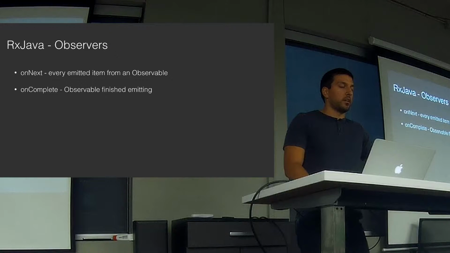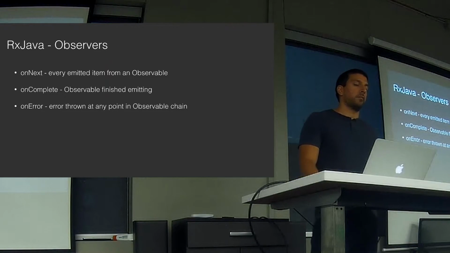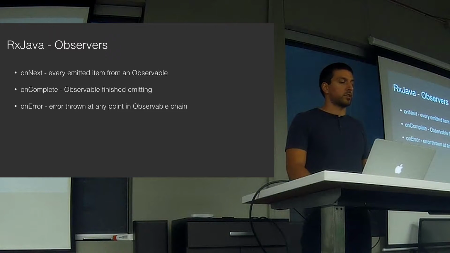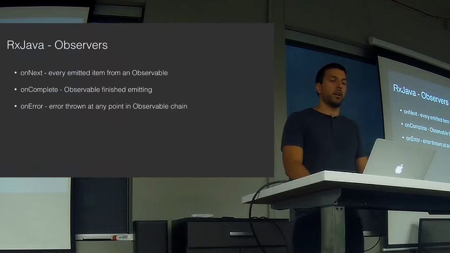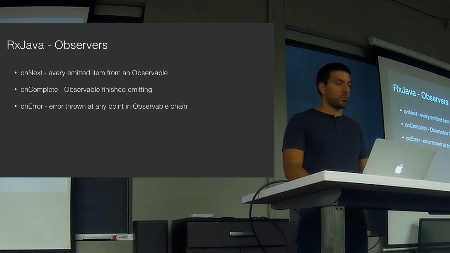And onComplete is what an observable will call when it will no longer be emitting any items. And so this is known as a terminal event. After that, that observable is done. And onError is another terminal event, and that's called any time an exception is thrown while an observable is subscribed to. And again, once that's thrown, that observable is done and will not be calling onNext or any other operators.